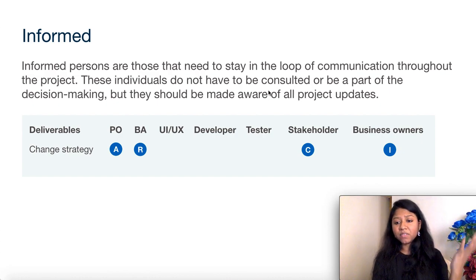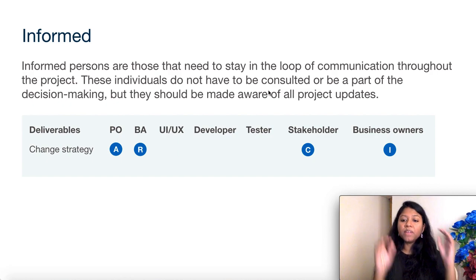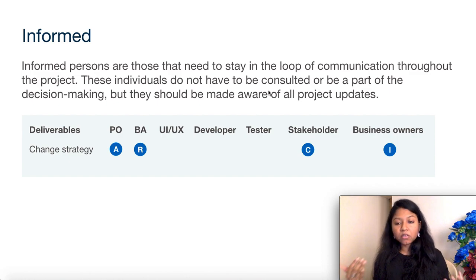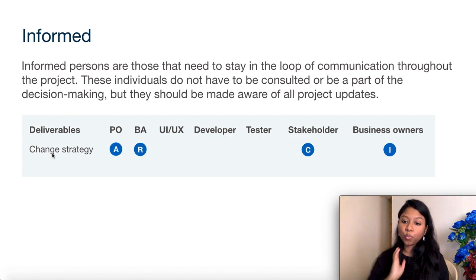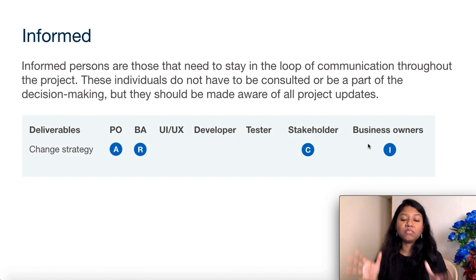So these could be your high level business owners, the management team, or even the people who are going to be affected by a change. Everyone needs to be informed so that they would be able to take appropriate steps further on. An example here is, let's say there's a change strategy in place, and before you bring out that change strategy, you need to inform everyone as to what exactly is the change that is being made. The business owners need to be aware, though they are not directly in the consultations and the decisions that were being made, but still they need to be aware of what change has happened.